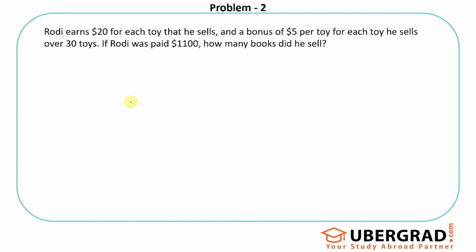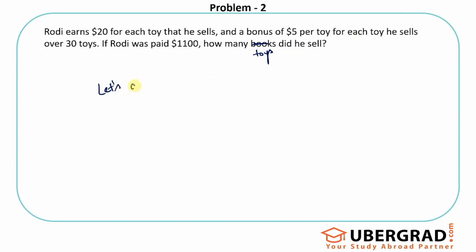Try this question. Rodi earns $20 for each toy that he sells and a bonus of $5 per toy for each toy he sells over 30 toys. If Rodi was paid $1100, how many toys did he sell? That's the question, right? So let's just look at this.